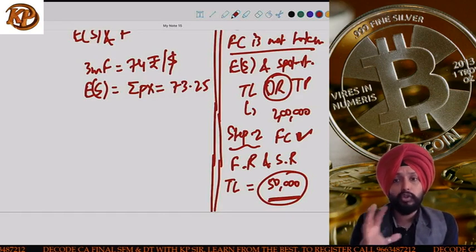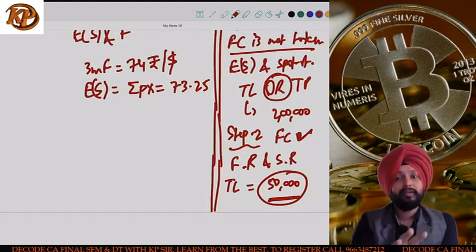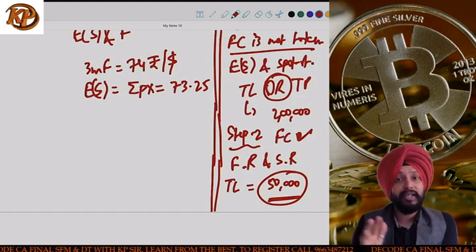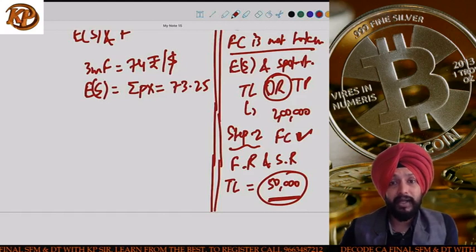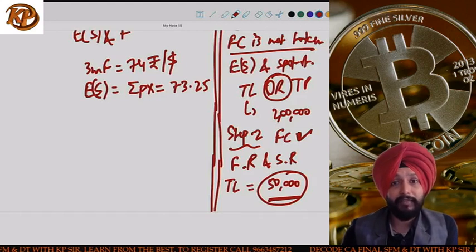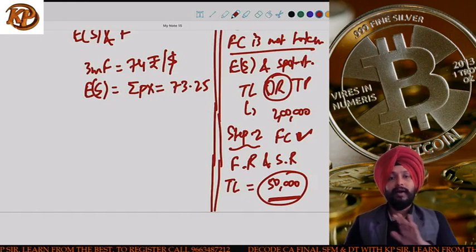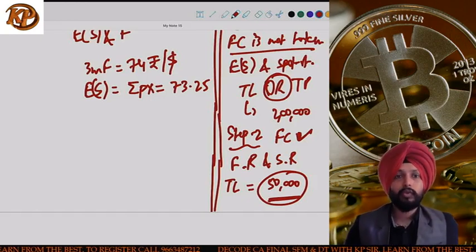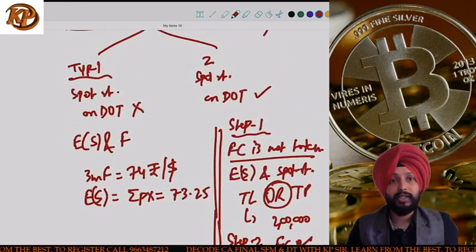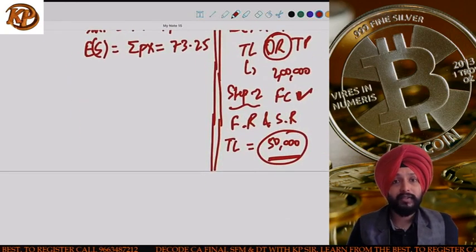So what is the conclusion? Conclusion is that we recommend the company to take a forward cover, because by taking forward cover, we see that the company can reduce its loss by 1,50,000. That is, its net loss is expected to be only 50,000 rupees. I hope, guys, this is clear to you. So these are the two types of analysis which they can ask as far as forward cover is concerned.